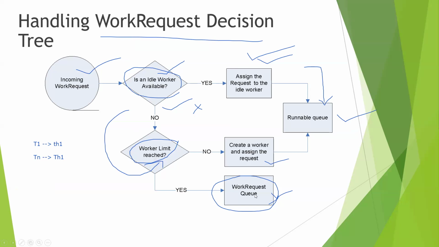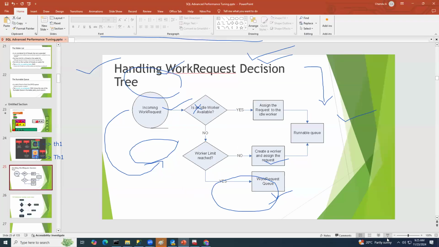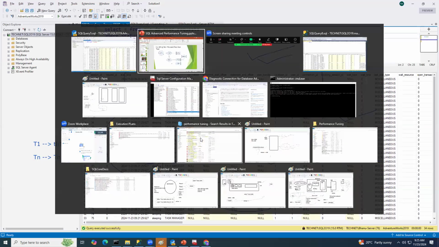If the worker limit is reached, the request will be in the queue until the workers are available, or until we increase the number of CPUs, or we will have to take some action, or close the connection, whatever it is, right? If the worker limit is not reached, create a worker and assign the task. So a thread will be created and that thread will be assigned to a task, right? So this is how that works. Any questions?